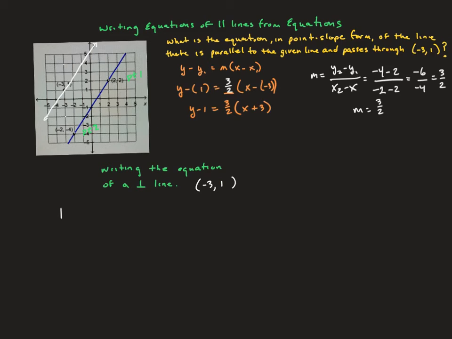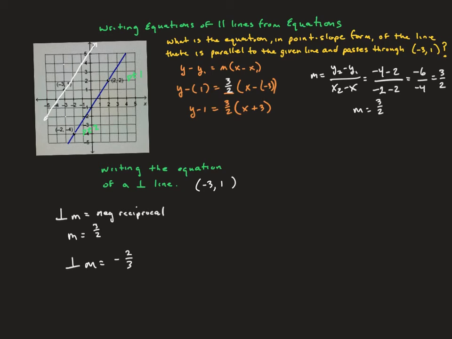Well, remember, my perpendicular slopes are going to be the negative reciprocal. So if my slope is equal to 3/2, then my negative reciprocal, my perpendicular slope, is going to be equal to negative 2/3. So now I go to write my equation.